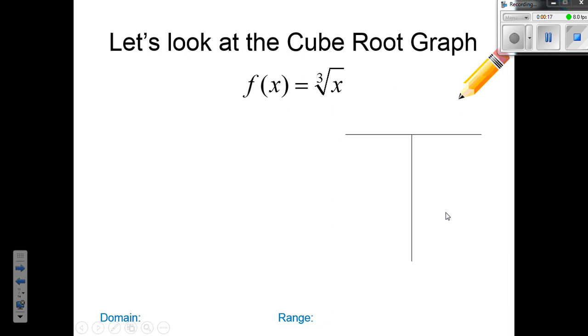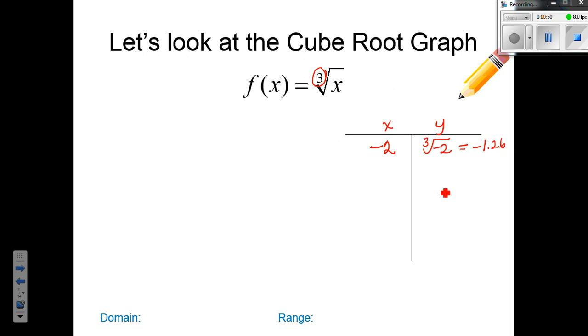So we are going to take a look at the cube root graph, which means now my index is a 3. When I talked about square roots, that was a 2, and now it's a 3. If I were going to plug some values into my table, I might start with -2 and see what happens. For square roots, it didn't work. Let's see if it works for cube roots. So the cube root of -2, wow, yeah, it works.